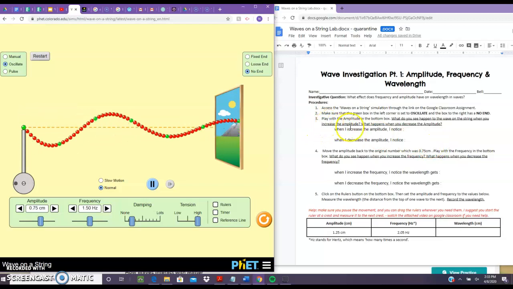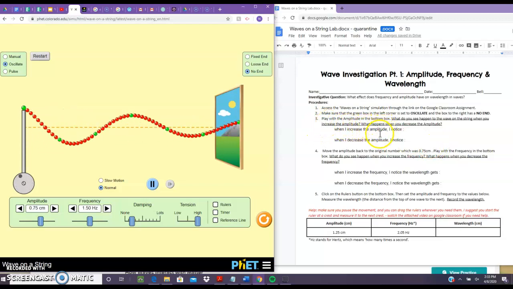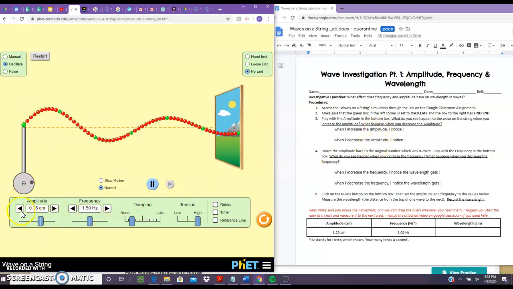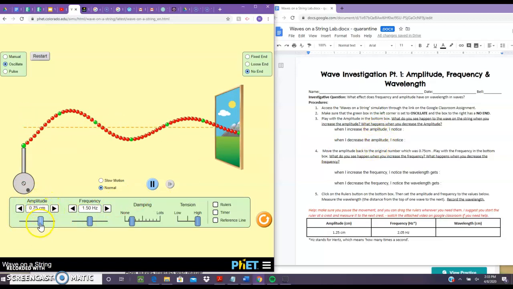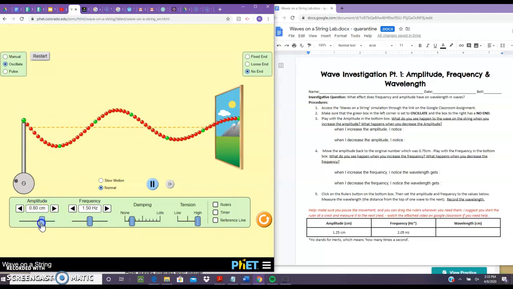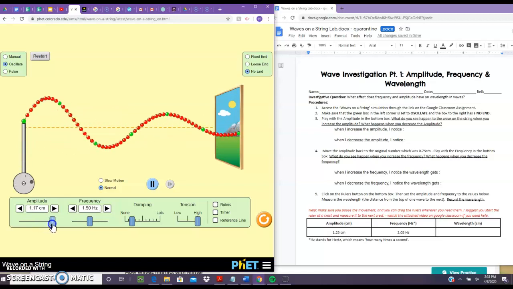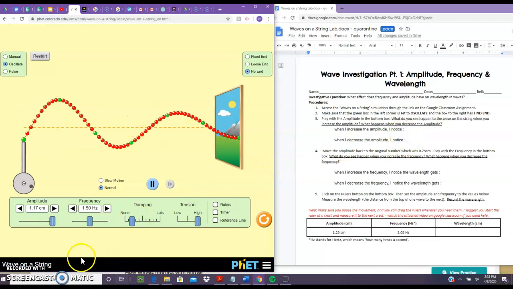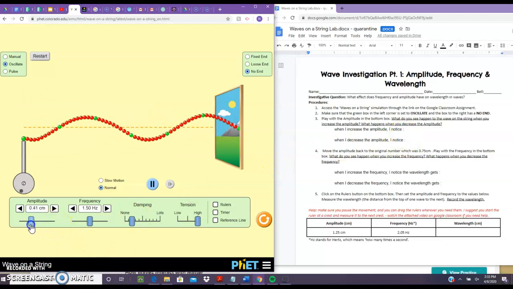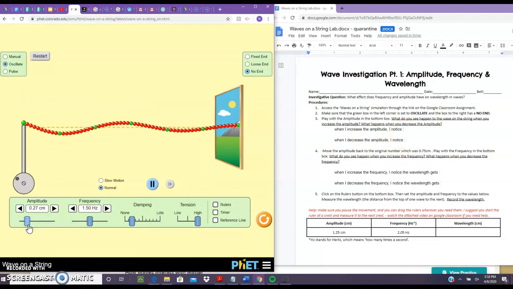Next, it says play with the amplitude in the bottom box. So I have some questions I need to answer. This is where you're going to be able to maneuver things. I can change my amplitude, as you see here. So for this first question, when I increase the amplitude, simply answer, what do you notice? When I decrease the amplitude, what do we notice, right?